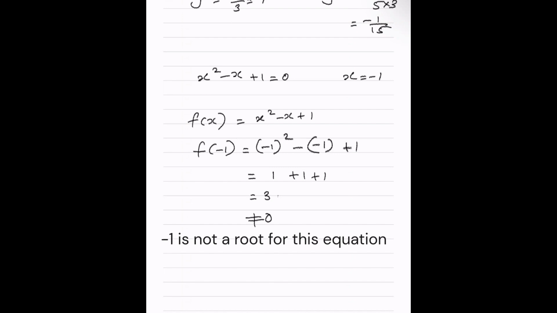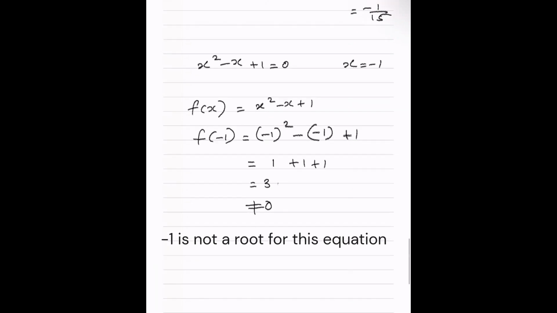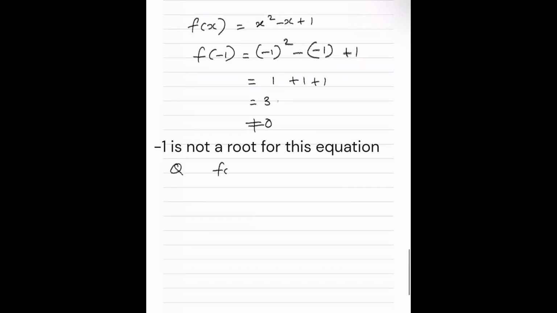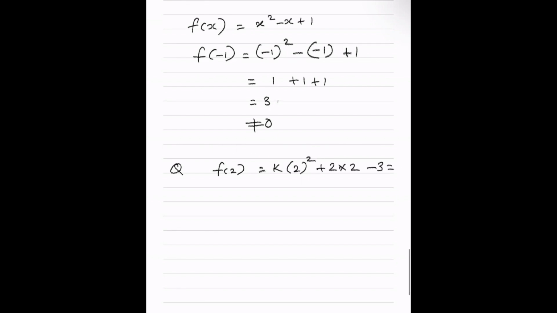When x equal to 2 is a factor, then f of 2 will be equal to 0. What is your f of 2? Your f of 2 is going to be k times 2 squared plus 2 times 2 minus 3, which should be equal to 0. Only if 2 is a root, then f of 2 should be 0. This is the condition, okay?